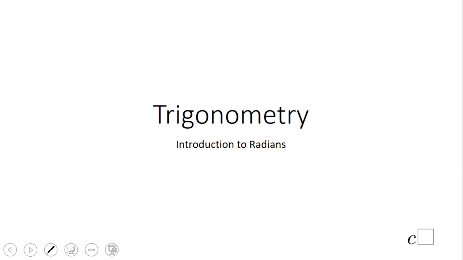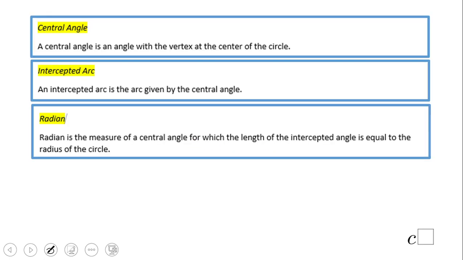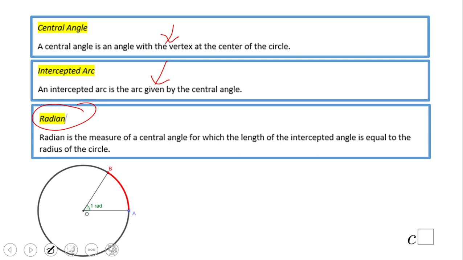In this video clip, we're going to take a look at radians. Let's first look at what the central angle is. You see a definition here, an intercept arc, another definition, and now we have the radians. But I think the best way is to look at this picture. This picture shows us a central angle, this one, which is 1 radian.